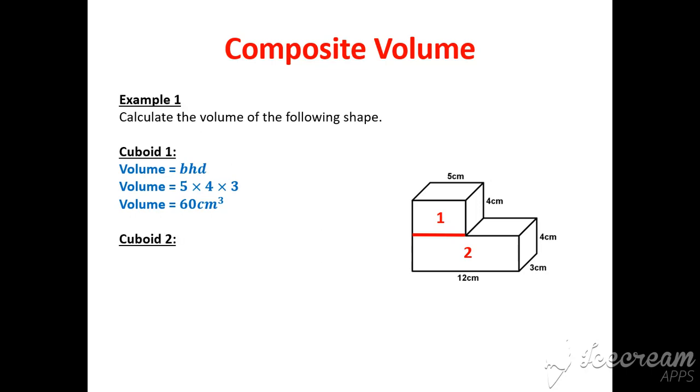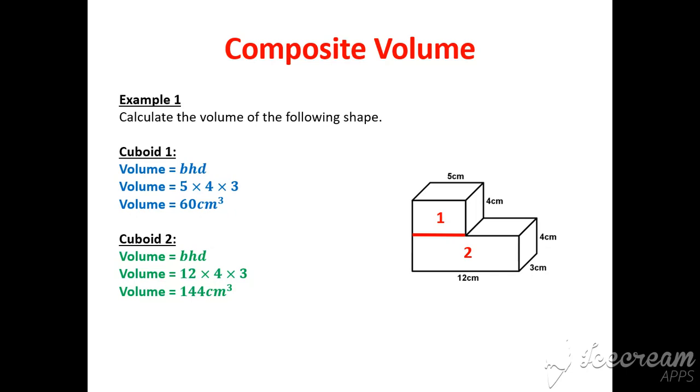Cool, let's move on to cuboid 2, the cuboid on the bottom, which has base times height times depth as the volume. So the base is 12, the height's 4, and the depth's 3. So we're just going to go 12 times 4 times 3. That gives us a volume of 144 centimeters cubed.